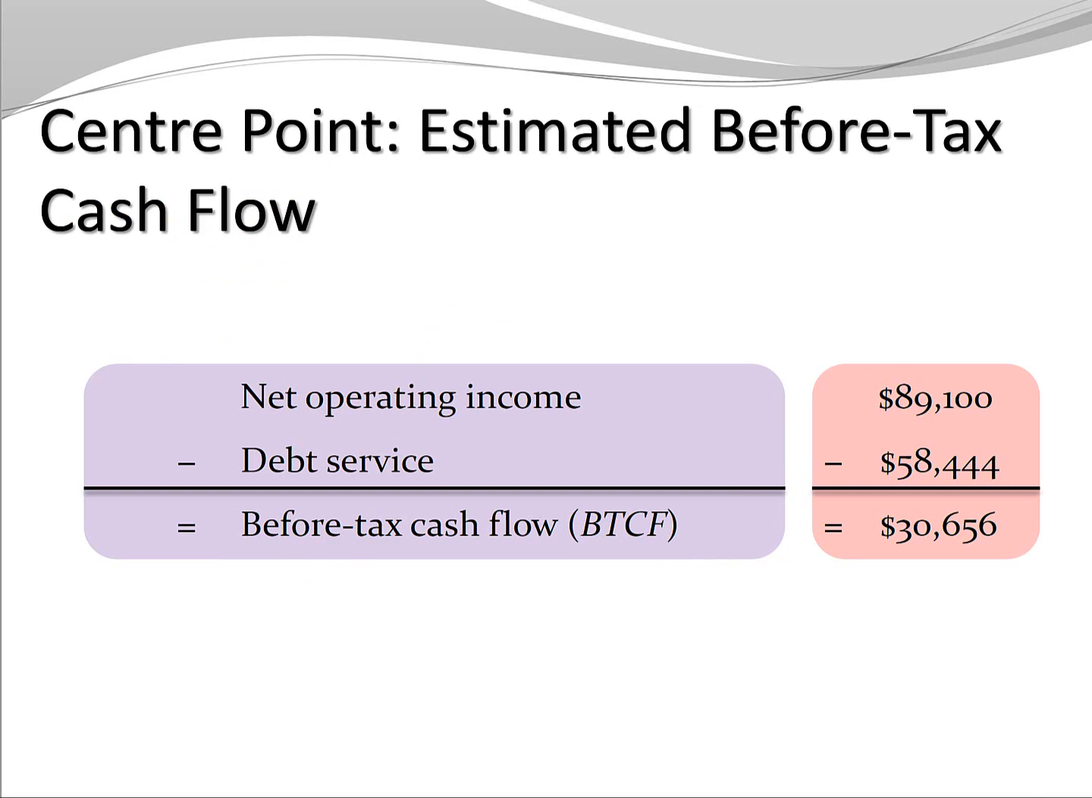Now let's estimate before-tax cash flow, the levered cash flow from this property. Before-tax cash flow equals net operating income minus debt service. For example, in the first year, the net operating income is estimated to be $89,100. Annual debt service is $58,444, which gives us a before-tax cash flow in the first year of $30,656.